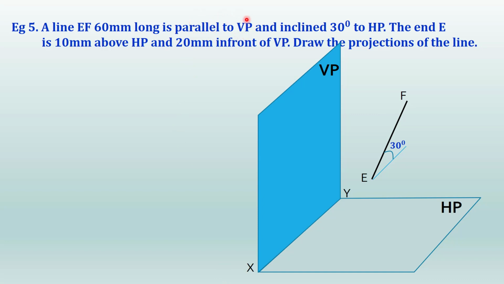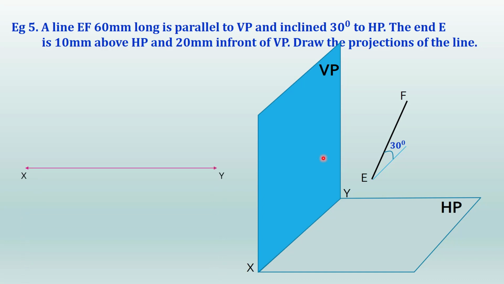So if the line is parallel to VP, we will get true length on VP, and the plan will be a horizontal line or a line parallel to XY. Now this line is inclined 30 degrees to HP. So the original line makes an angle of 30 degrees with HP. Since the line is parallel to VP, the elevation also will make 30 degrees with the XY line. So the elevation will also make an angle of 30 degrees with the XY line. Now we will try to draw the orthographic projection of this line.